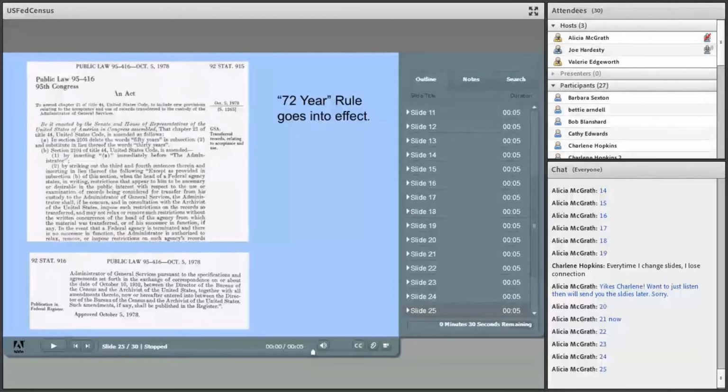And as of now, because of that 72-year rule, it's not until April 1st of the year 2022 that the 1950 census will be released. So mark your calendars, boys and girls. April 1st, 2022 is when it'll come out.